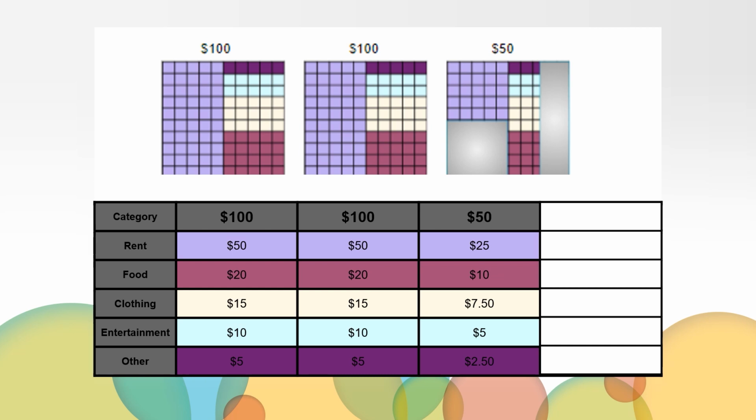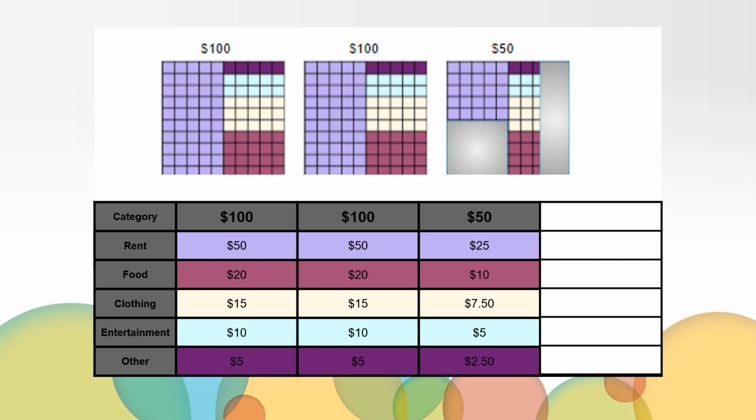In the first example we looked at, Kara's budget was $100, and that represented the whole. In the second example we looked at, the whole changed to $250. That was her new budget. $250 represents our new whole.